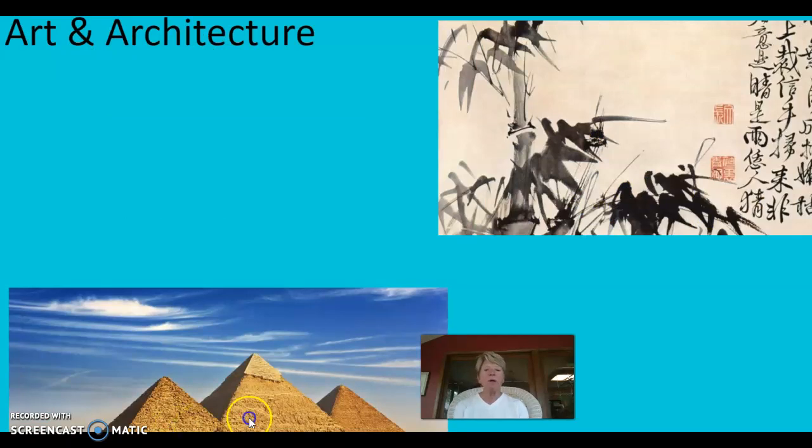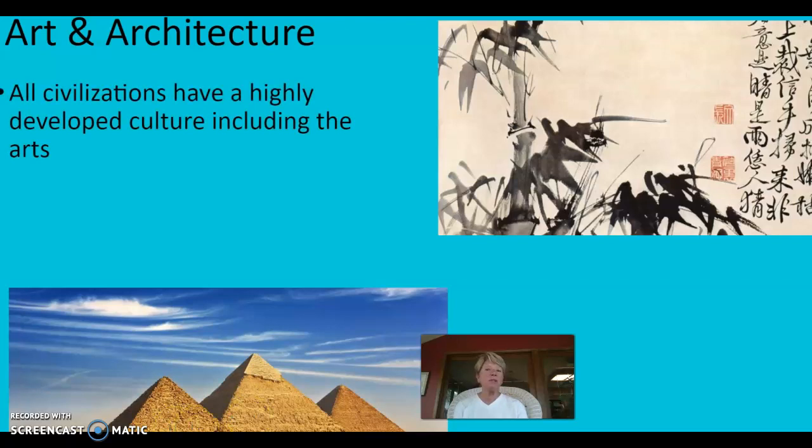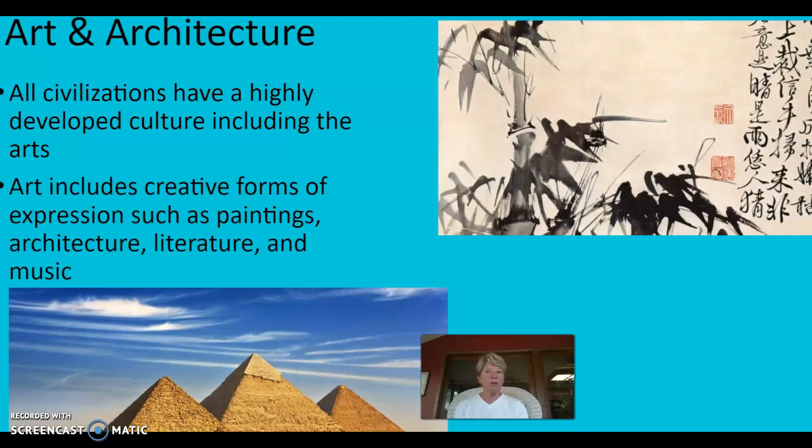And finally, we come to art and architecture. And this is where all civilizations had a really highly developed culture, including the arts. Art includes creative forms of expression such as painting, architecture, literature, and music.